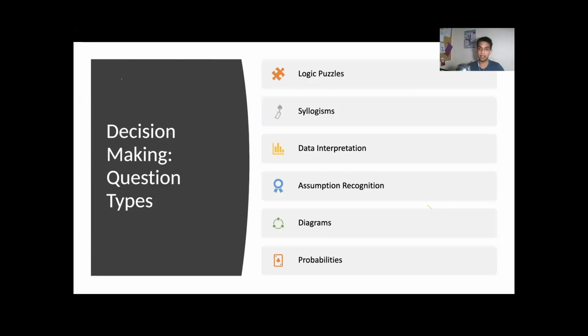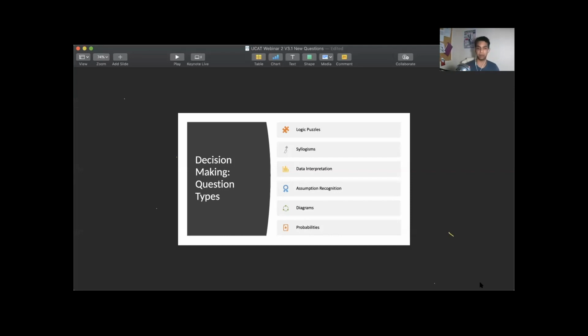Data interpretation: graphs, figures, charts. You'll be asked to analyze that. Assumption recognition: in decision-making questions, you can get a block of text which is making an argument, and the multiple choice answers will involve you trying to find the correct assumption and argument in that question. The most common, I believe, are diagram questions, specifically Venn diagram questions, being able to interpret and analyze them. And finally, we have probabilities, understanding how probabilities work and the probability of an event occurring.